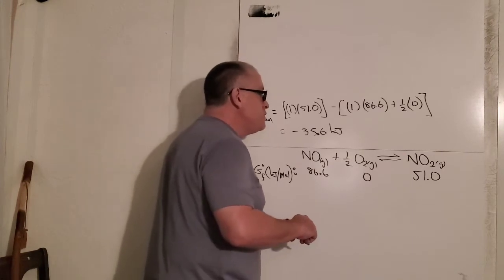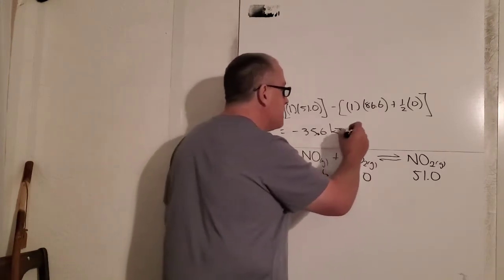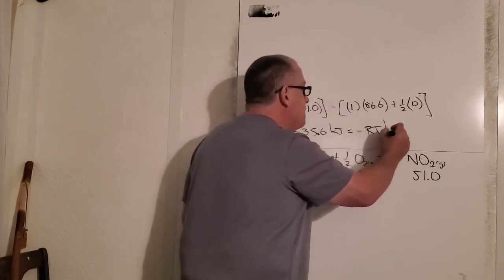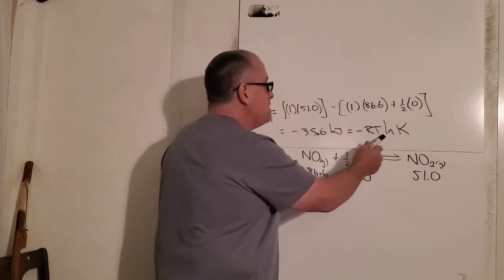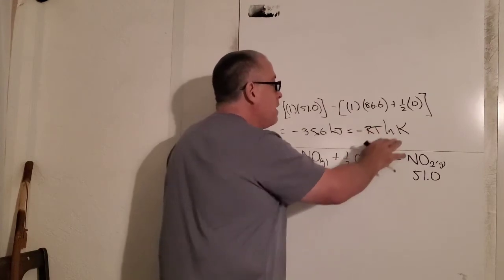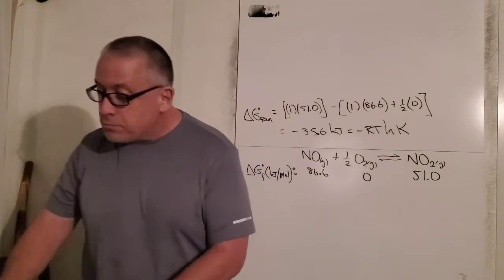Okay, and if I wanted to figure out what the equilibrium constant expression for this was, I would remember that it's equal to minus RT natural log of K, where R is the gas constant and T is temperature. I have to know what temperature I'm running the reaction at, and K would be the equilibrium constant, and I would solve for the equilibrium constant.